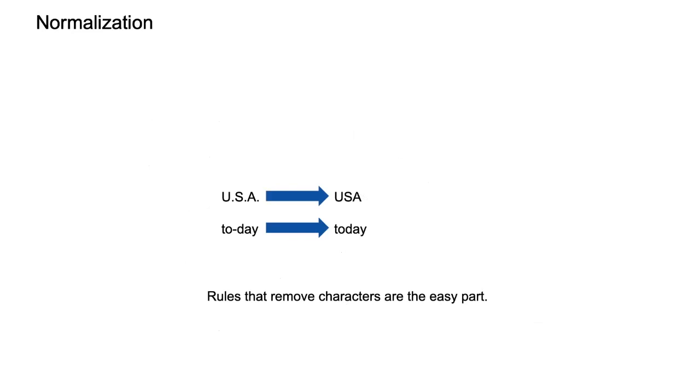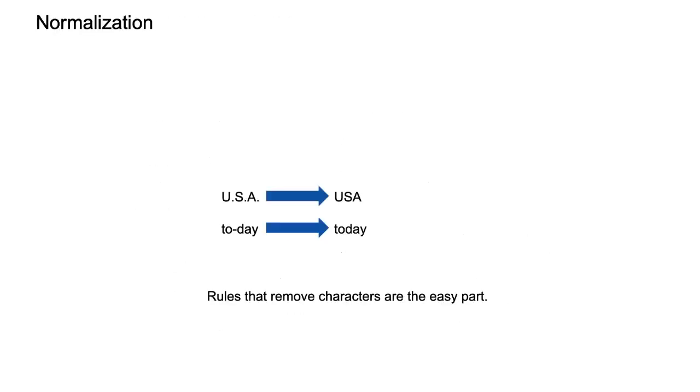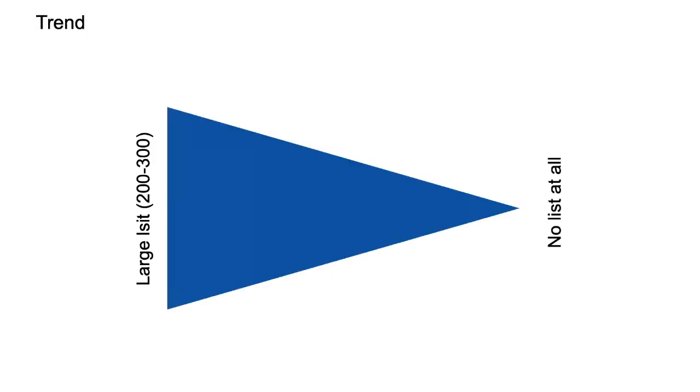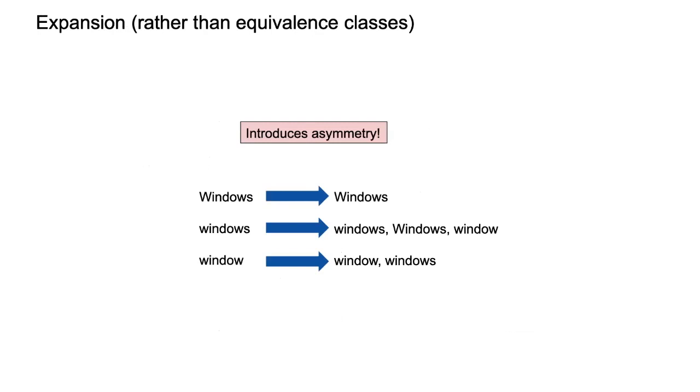But it sounds easy, right? You can just eliminate the difference and just standardize things, right? You remove the dots in USA, you remove the dash in today and so on. So you could try this in this way. But it's challenging because, for example, Windows here could mean the operating system. You might actually not mean a window like this. So for this reason, there is also an asymmetric way of doing things.